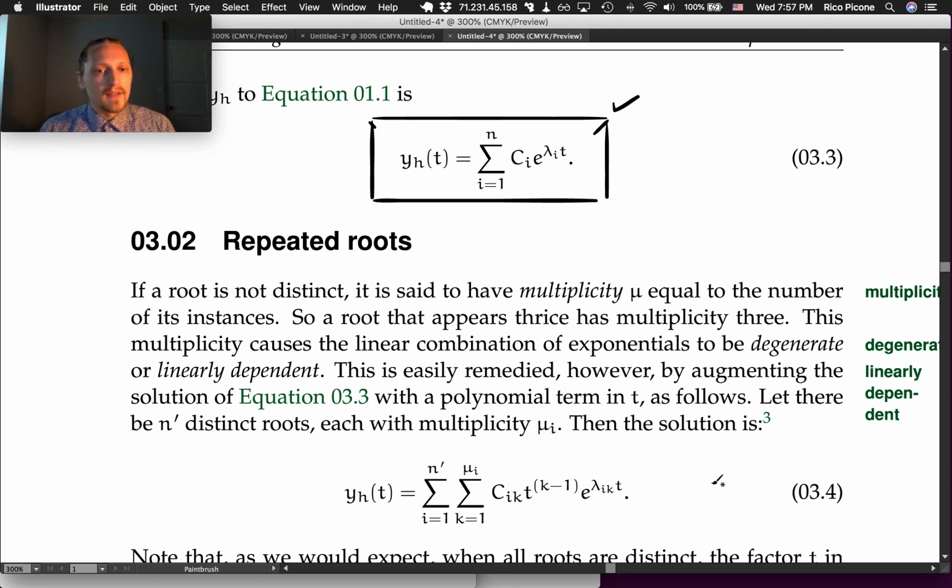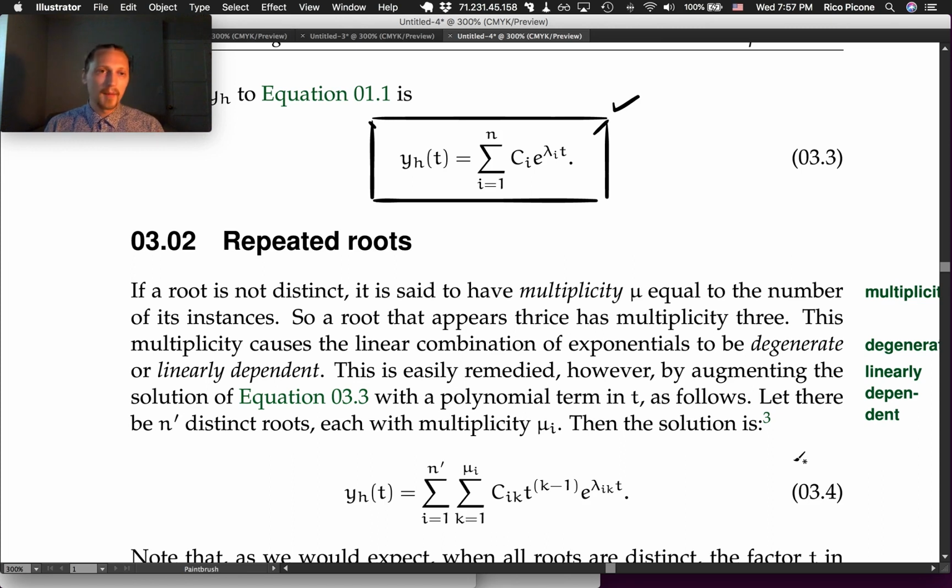This multiplicity causes the linear combination of exponentials to be degenerate, or linearly dependent, which is what we wanted to avoid, right? We needed a linearly independent sum. This is easily remedied, however, by augmenting the solution of equation 3,3, our old solution, with a polynomial term in t as follows. Let there be n prime distinct roots, each with multiplicity mu_i. So now we've said at least one of them has a multiplicity greater than 1, so we have to come down to equation 3,4. It's going to be a little bit more complicated, but not bad.